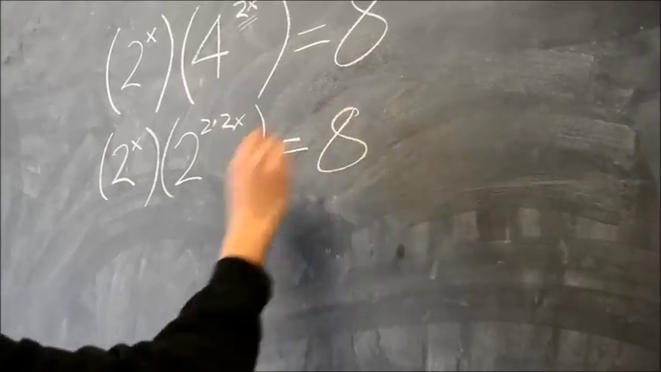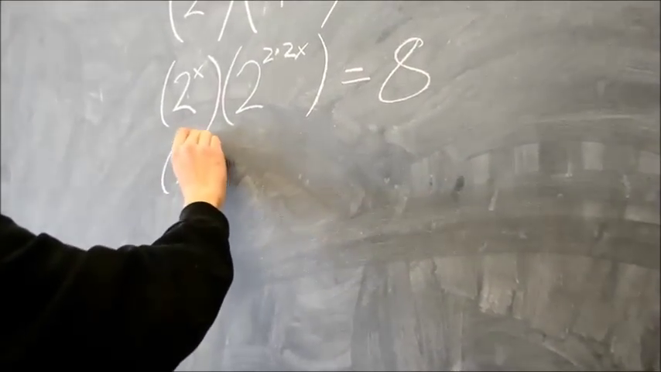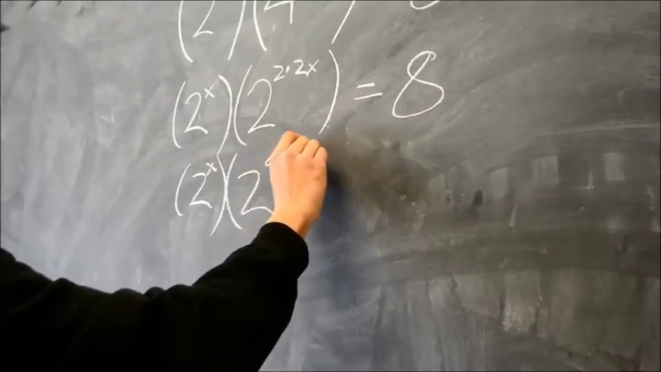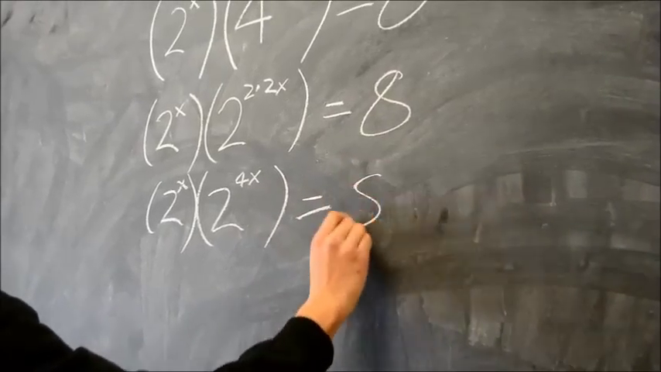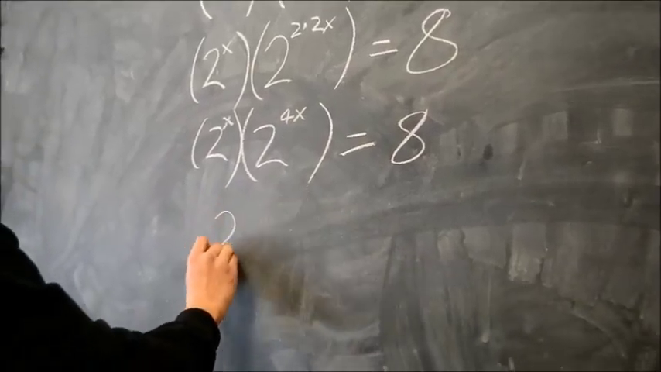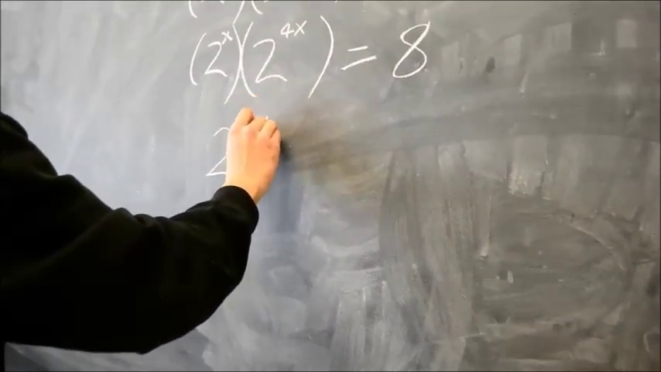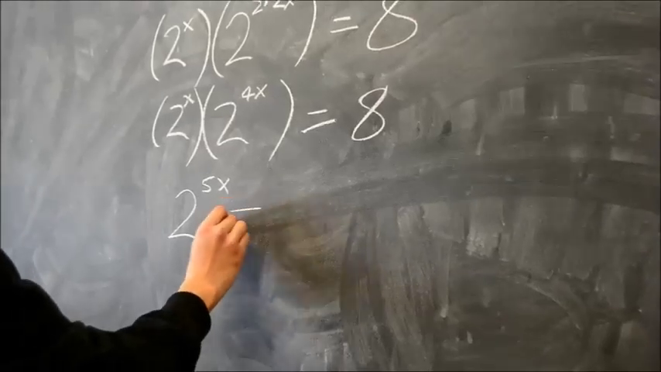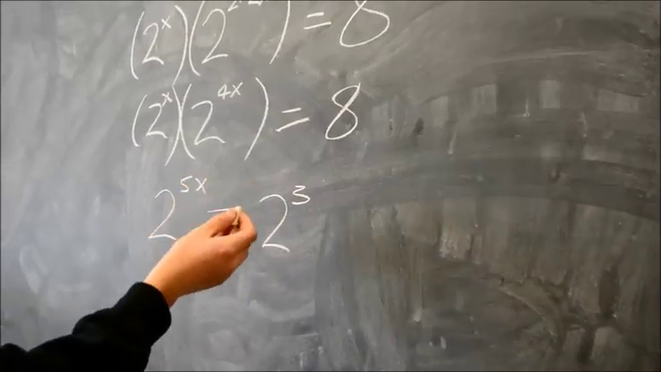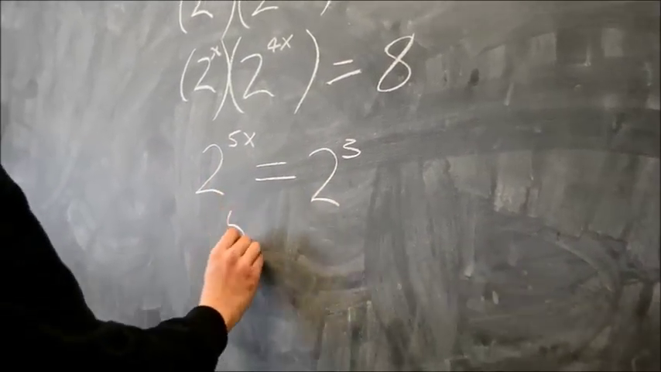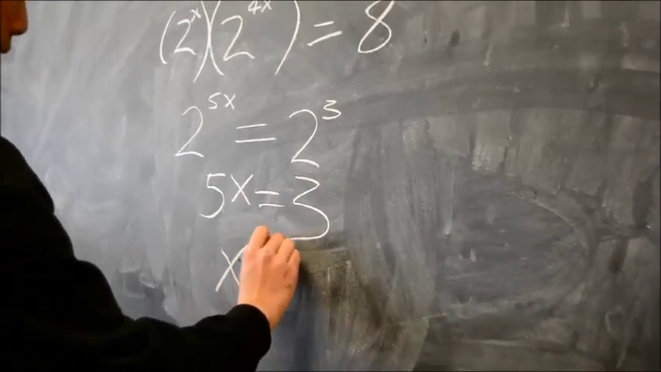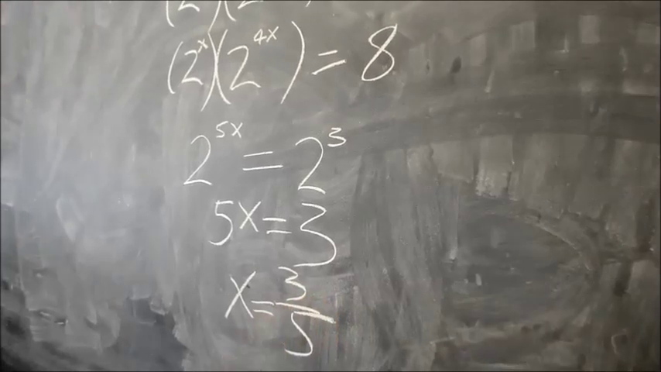equals 8. Now, after multiplying, we're going to get 4x on top equals 8. And then when we multiply, we know that we can add our exponents together, so that's going to give us 5x, because x plus 4x is 5x. Now, to make 8 to the base of 2, we're going to change it into 2 to the power of 3. Now, we have the same bases, therefore we can just calculate what the exponents are. As a result, x is 3 over 5.